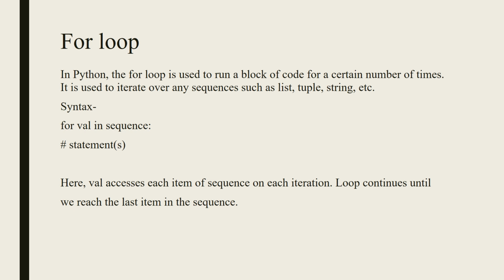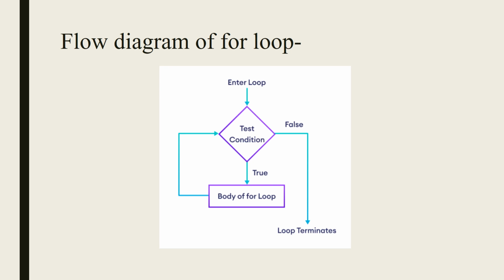The syntax of the for loop is: for val in sequence, and then statements. Here val accesses each item of the sequence on each iteration. The loop continues until we reach the last item in the sequence. Here is a flow diagram which represents a for loop.